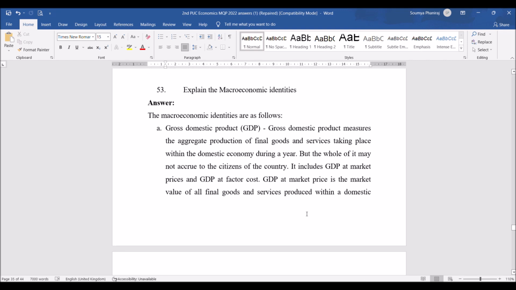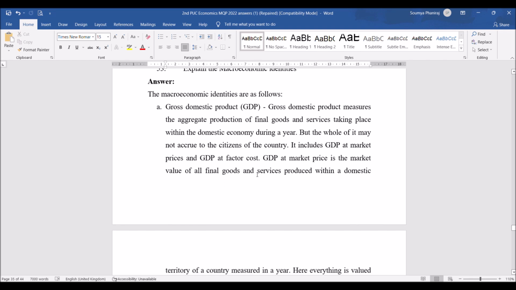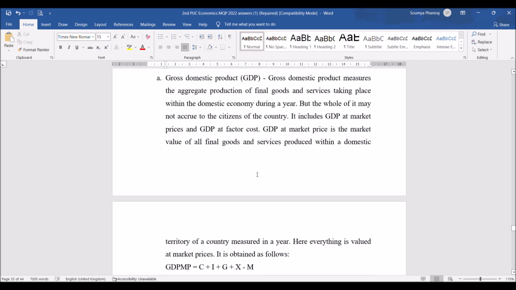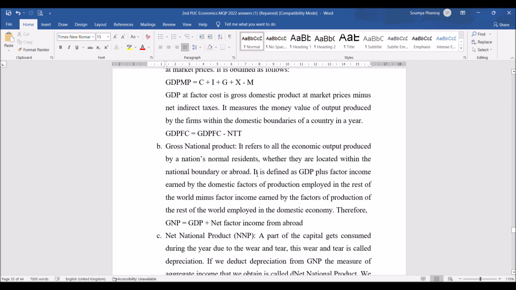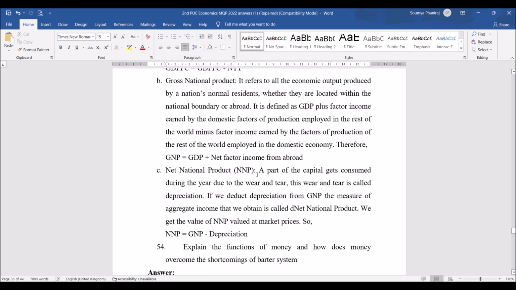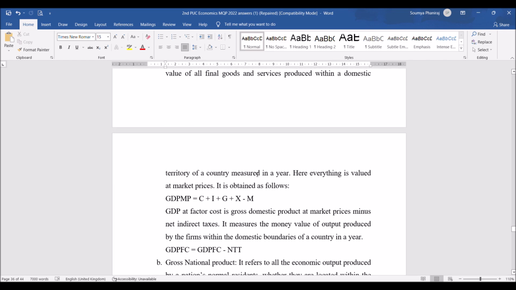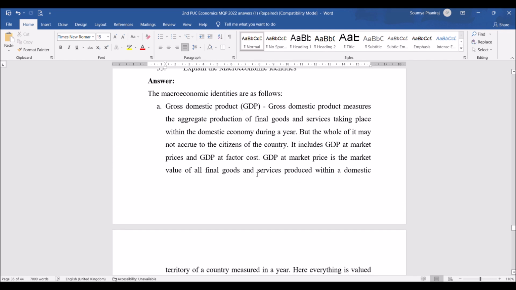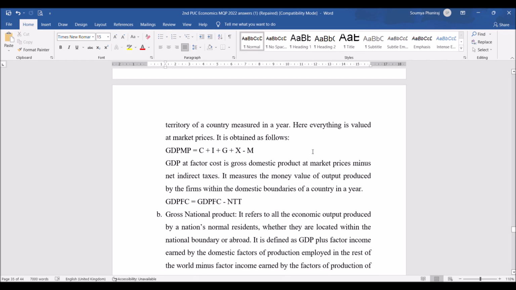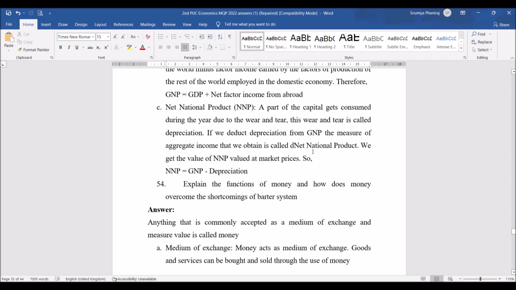The next question, explain the macroeconomic identities. Again, this has been explained in the bulleting format. Point A, gross domestic product, gross national product, net national product. All the three have been given here. So this can also be depicted in a diagrammatical form. You can have one circle saying macroeconomic identities and link the other three small circles explaining GDP, GNP and NNP.